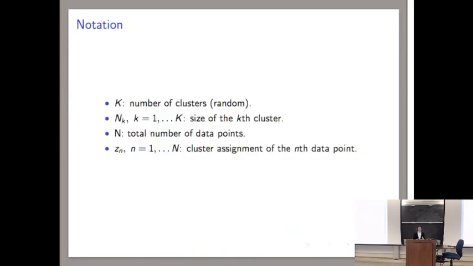Okay, so now I'd like to get into the models. Just a little bit of notation. K is going to be the potential number of clusters. N sub K is going to be the size of the kth cluster. N is going to be the total number of data points, so for any application, we will know this. And then Z sub n is going to be the cluster assignment of each nth data point.